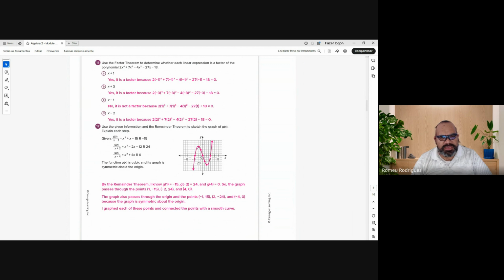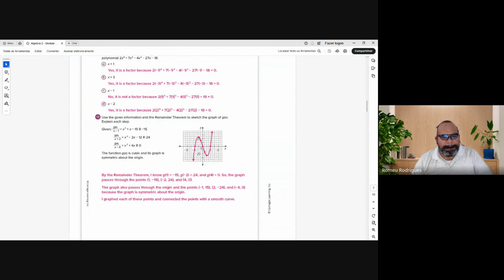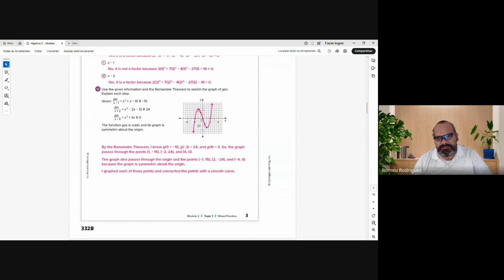The function is cubic and its graph is symmetric about the origin. This is about the problem here. How can we calculate it? As we know, use the remainder theorem. And so we check the graph, we solve for this 15 here, and we check if the points are 1, negative 15, negative 2, 24, and 4, 0, and we can find the points in the graph. Pause the video. Let's go to the next one.